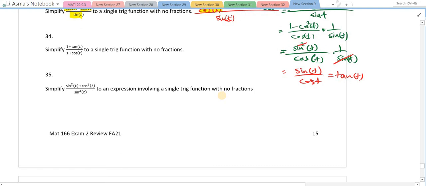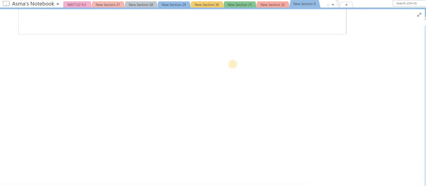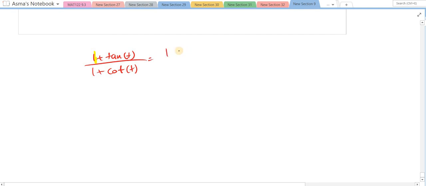The next problem involves tangent. So I know to write tangent in terms of sine and cosine, and it involves cotangent. So I need to write everything in terms of sine and cosine. This is a little bit lengthy, so I will just do it separately. I'll do it right here. So it's 1 plus tangent t over 1 plus cotangent t, which is equal to 1 plus sine t over cosine t, everything over 1 plus cosine t over sine t.